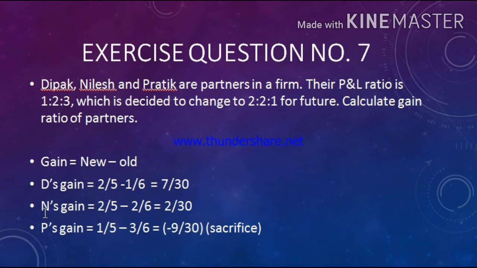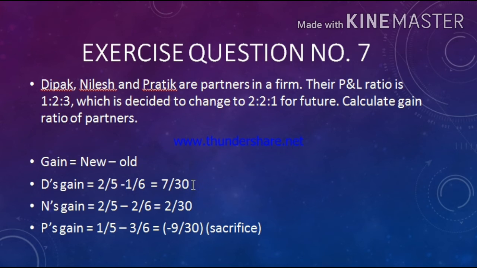Next partner, that is N. Nilesh's gain is equal to new share, that is 2 by 5, minus old share, that is 2 by 6, is equal to 2 by 30. It means partner D and partner N are gaining. Now partner P, that is Pratik's gain, is equal to 1 by 5, new share, minus old share, that is 3 by 6, is equal to minus 9 by 30. If the answer comes negative by applying the formula of gain, then it is sacrificed by that particular partner. So here partner P, that is Pratik, is sacrificing 9 by 30.